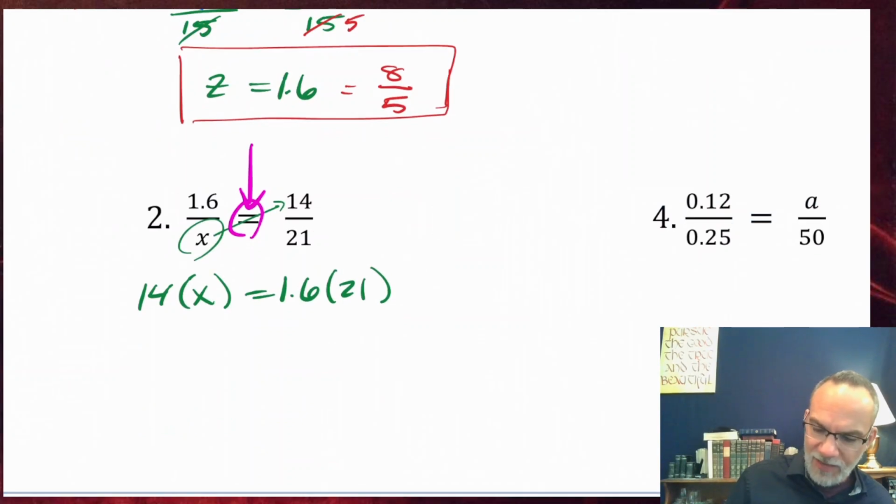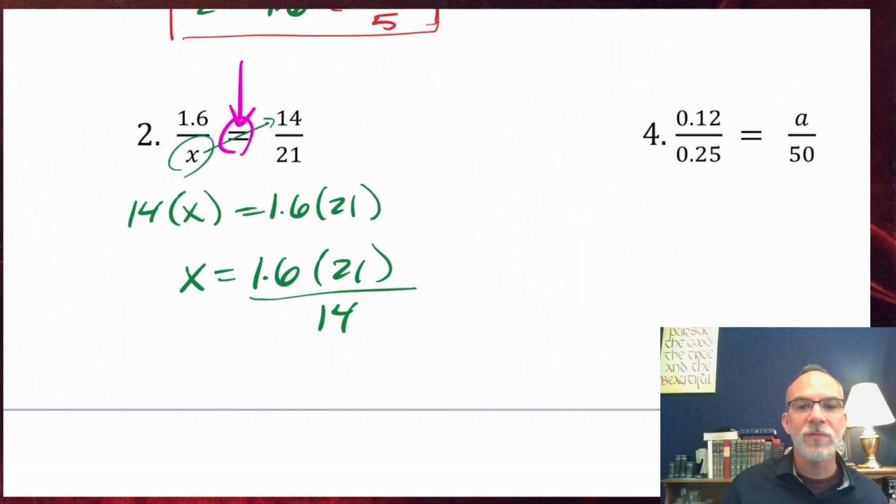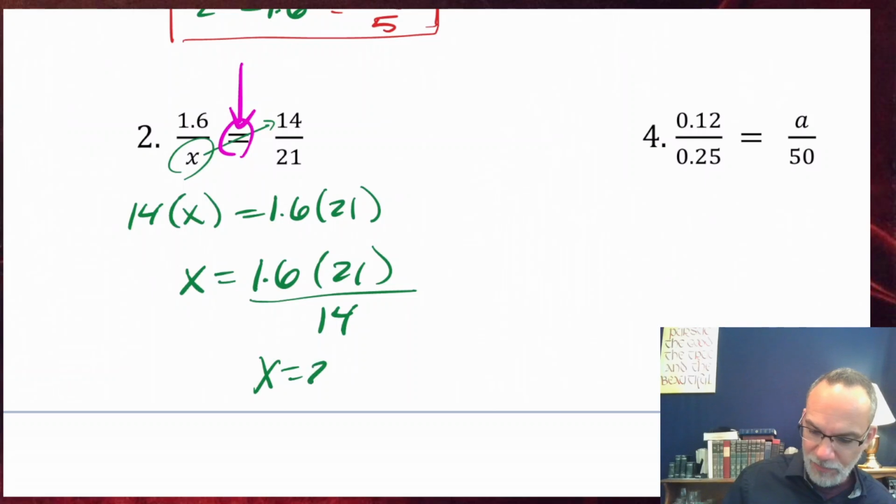And so then if I divide both sides by 14, I get x is equal to 1.6 times 21 divided by 14. And so now reach for your calculator. Why, Mr. Marsh? Because you've already been given decimals. Do you see decimals in the original question? Yeah, you're given information. That means you're free to use decimals. So what do you get? I get x is equal to 2.4.